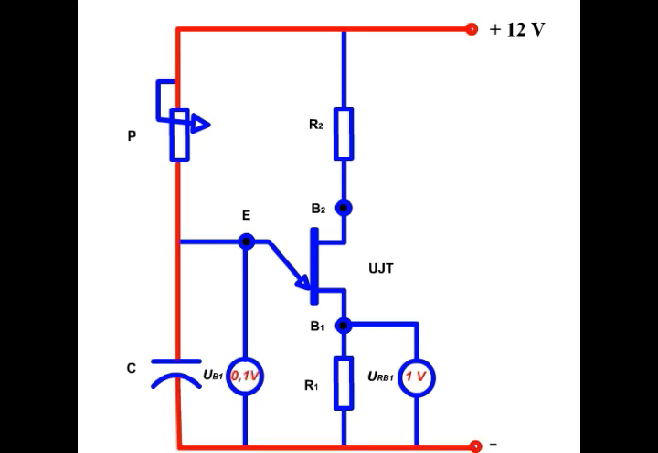But when the emitter input voltage rises and exceeds VRB1 or VBB plus 0.7 V, which is the voltage drop across the diode's PN junction, then the PN junction is forward biased and the UJT is activated. As a result, the emitter current IE flows from the emitter to the base region.